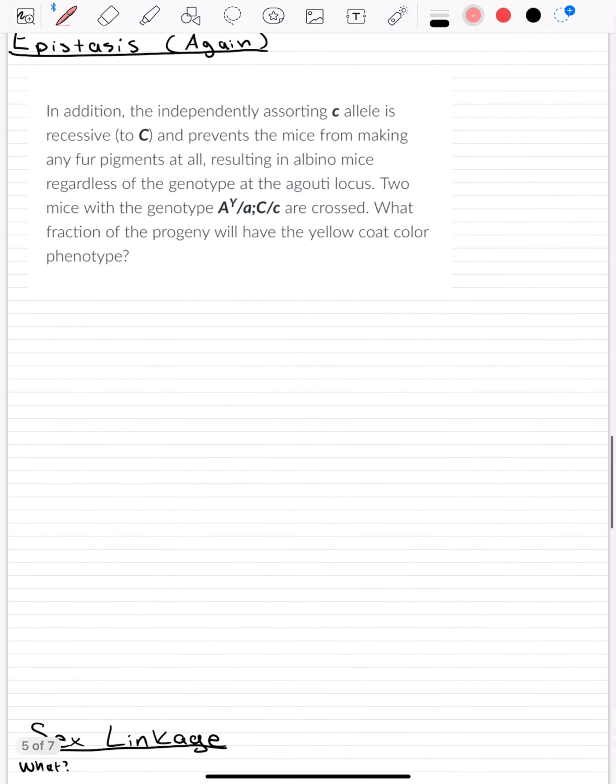Going back onto epistasis, here's a question. In addition to independently assorting, C, little c allele is recessive to big C and prevents the mice from making any fur pigment at all, resulting in albino mice, regardless of the genotype at the agouti locus. 2 mice with the genotype AY, little a, big C, little c are crossed. What fraction of the progeny will have the yellow coat color phenotype?